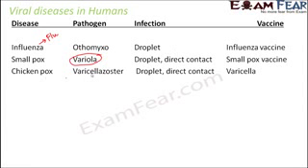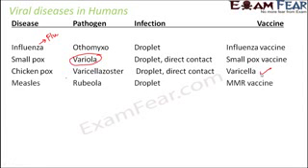Chickenpox is caused by the varicella zoster pathogen or virus, varicella zoster virus, and for this also you have a vaccine called varicella vaccine, and the mode of infection for chickenpox is also the same. Measles is caused by rubeola virus. Here also the infection is through droplet infection. The vaccine which is available is the MMR vaccine. So measles is also known as the rubeola disease because it is caused by the rubeola virus.